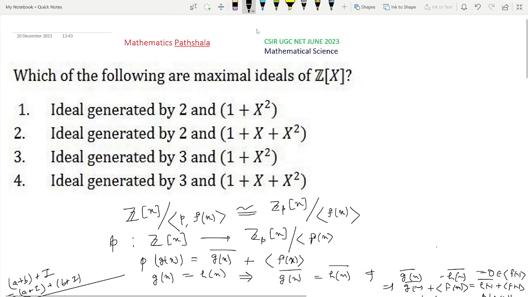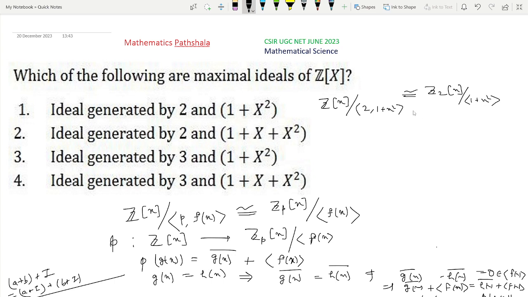For option 1, we have Z[x] by the ideal (2, 1 plus x squared). By this result, this ring is isomorphic to Z_2[x] by the ideal generated by 1 plus x squared. Now it is very easy to see that Z_2 is a field and Z_2[x] is a PID, in fact a Euclidean domain.